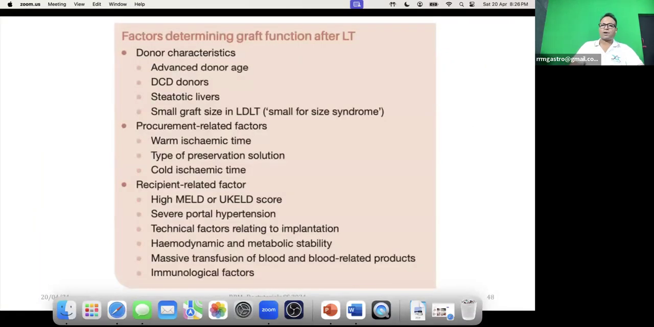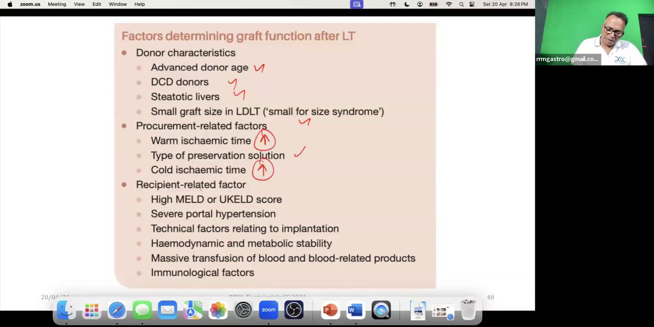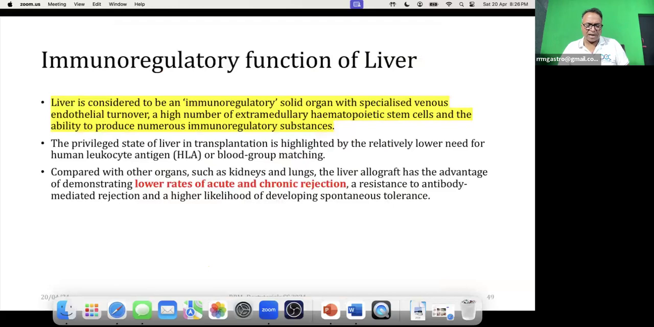Factors determining graft function after liver transplant are: donor factors such as donor age, fatty liver, DCD donors, small for size, which I told you about in live donors, increased warm ischemic time, increased cold ischemic time, type of preservation solution, and high MELD score. There is another score also used, the UK end stage liver disease score, but we just remember MELD alone. Portal hypertension, technical factors, massive transfusion, and immunological factors all determine graft function after liver transplant.